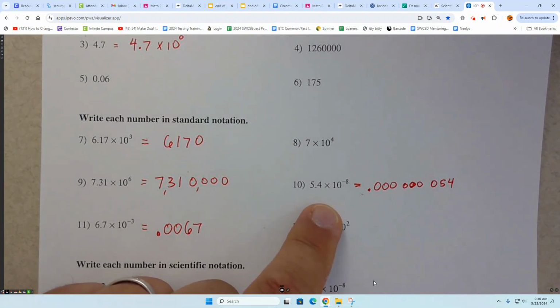Okay. So it's all about which way you move the decimal. If it's a negative, it's a smaller number. If it's a positive, it's a bigger number.